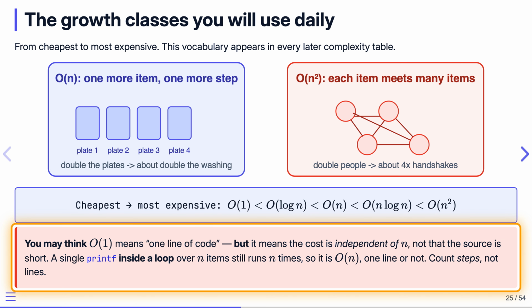One warning, big O of 1 does not mean 1 line of code. It means the cost does not depend on n at all. A single print line looks short, but if it sits inside a loop over n items, it runs n times. So it is big O of n. Always count steps, not lines.